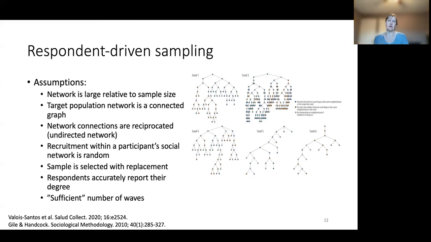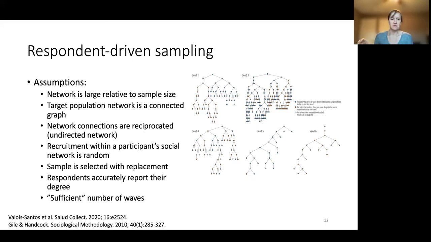So the assumptions of respondent-driven sampling are that, one, your network is large relative to the sample size. Two is that the target population network is a connected graph. So basically all of your target population has to be reachable through ties, which I think is questionable whether that's the case some of the time. Network connections also need to be reciprocated. So for instance, if I think that within my network of 20 friends, all 20 friends would also think that I was their friend.